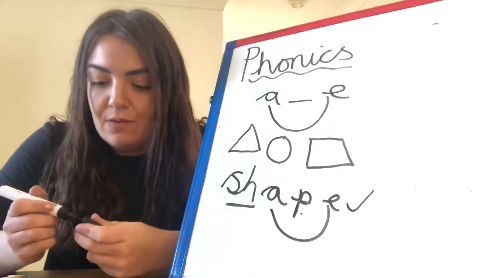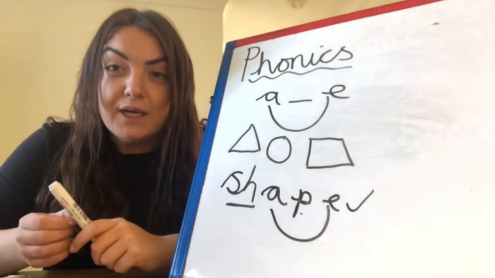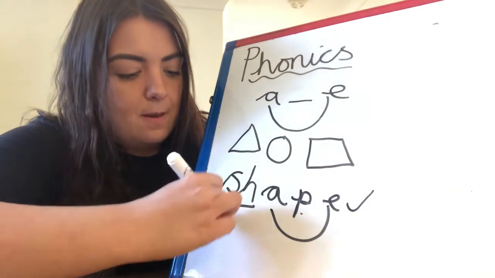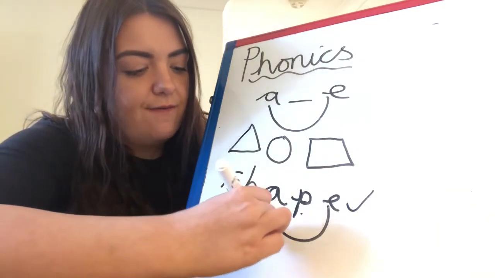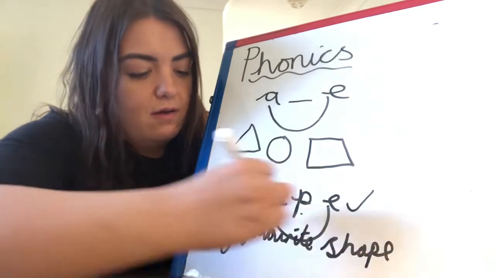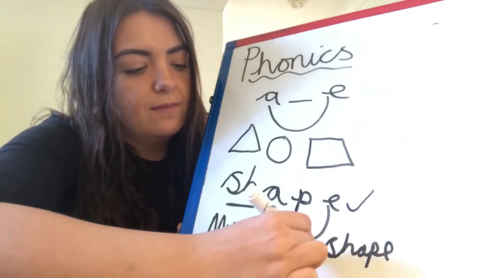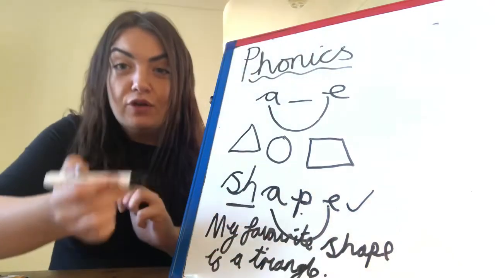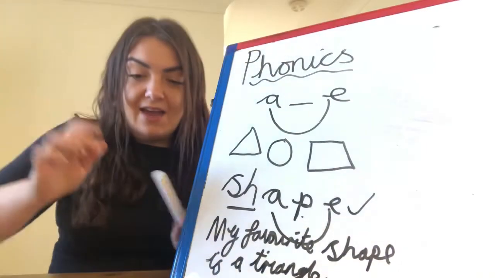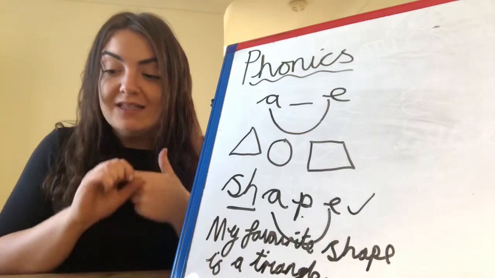Now, what I would like you to do is underneath, see if you can think of a sentence that has got the word shape in it. Shape. Now, I'm going to write my favourite shape is a triangle. You can see how I've used the word shape in my sentence, and you can see my favourite shape is a triangle. Fantastic. So we've had a little go at reading, we've had a little go at spelling words, okay?